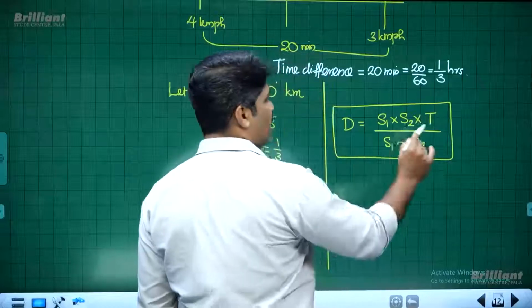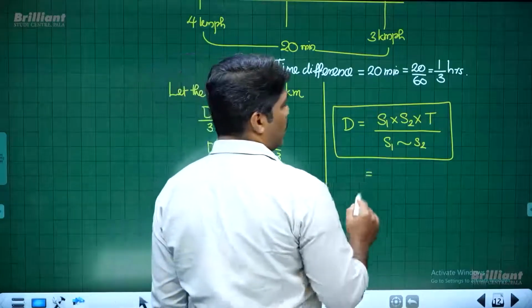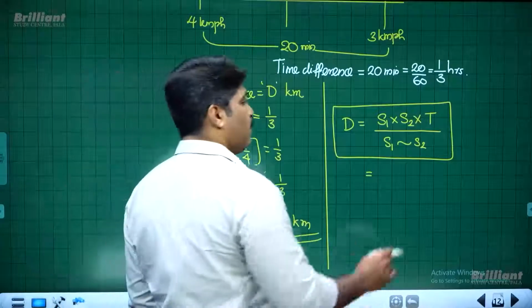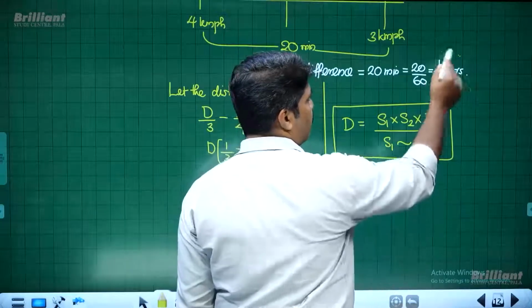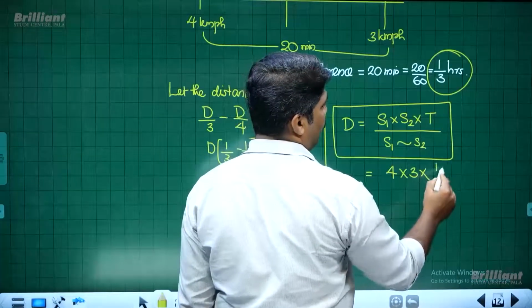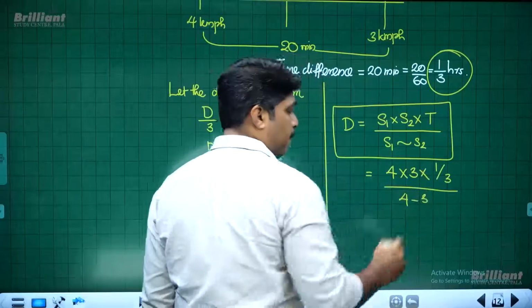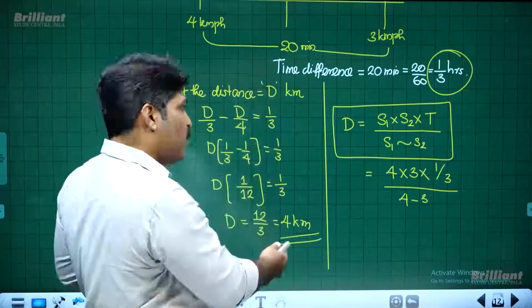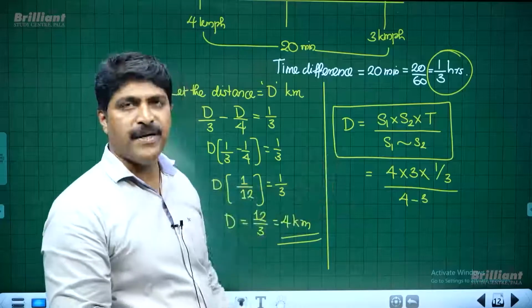Don't forget, here T stands for time difference in hours. So how can we apply this result in our question? It is given that the speeds are 4 km per hour and 3 km per hour, and the time difference we already found as 1/3, divided by 4 minus 3. Irrespective of considering the diagram or the conventional step-by-step approach, you can directly apply the result to find the answer here.